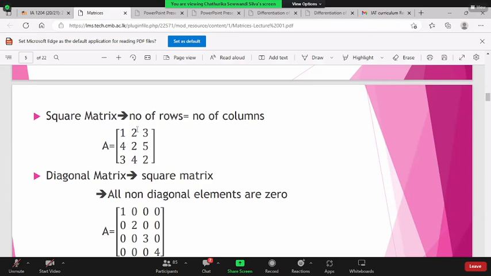So next is diagonal matrix, right? If it is a diagonal matrix, the first necessity is it should be a square matrix. Right? So that is the first point. To be a diagonal matrix, the first qualification is it should be a square matrix.